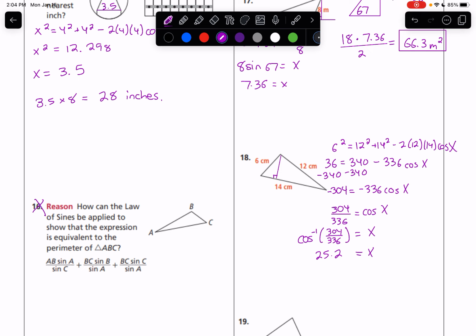So that angle measure is equal to 25.2. I'm going to move my work over here a little bit so I've got more workspace.